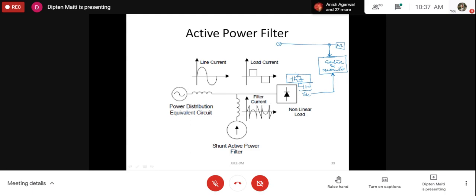Okay. So now there would be some sort of filter depending upon the operation. Usually LC or LCL filters are there. The LC filter is for when that is connected in series. LC filters are not usually used for the shunt active power filter. For shunt active power filter, usually the filters are L or LCL filters.